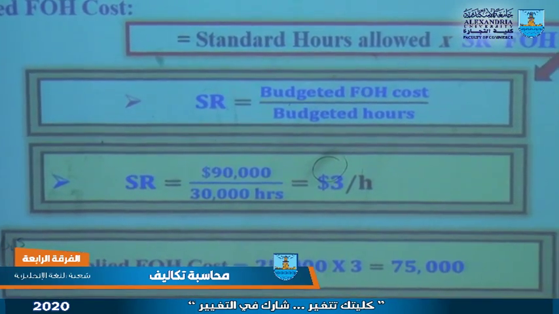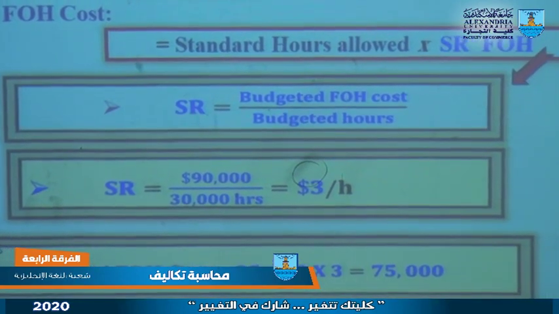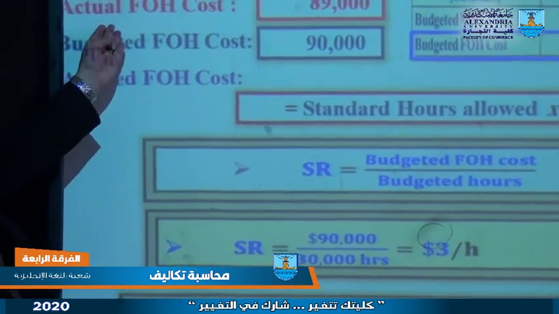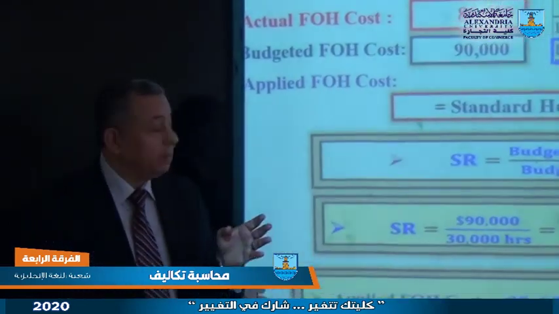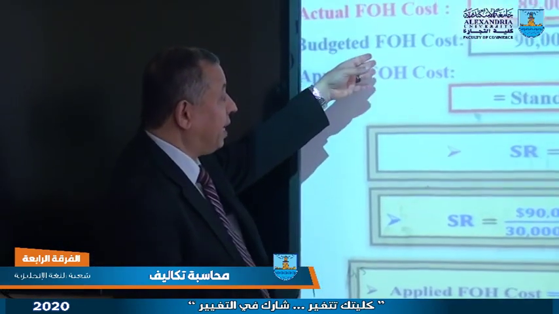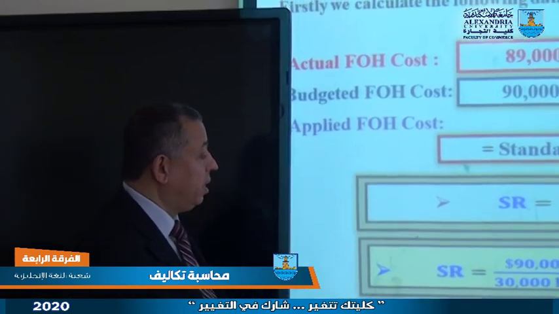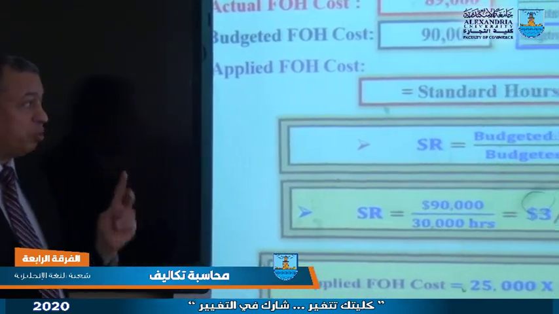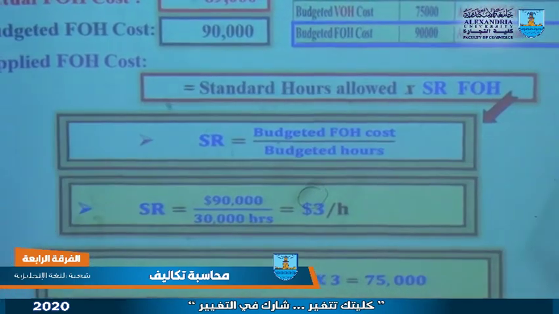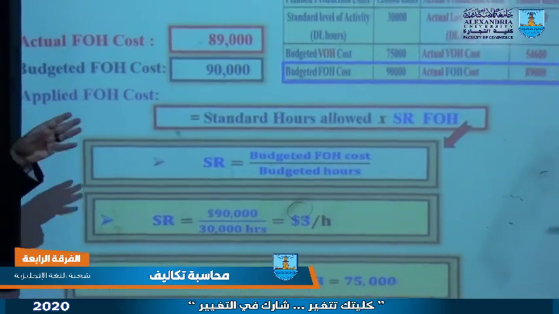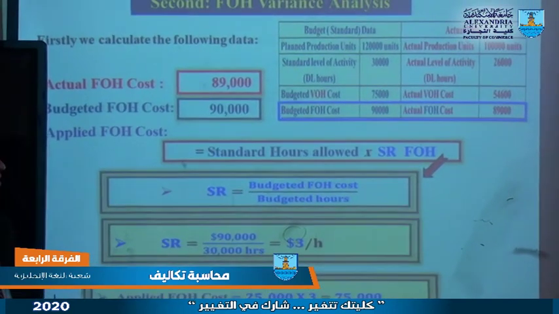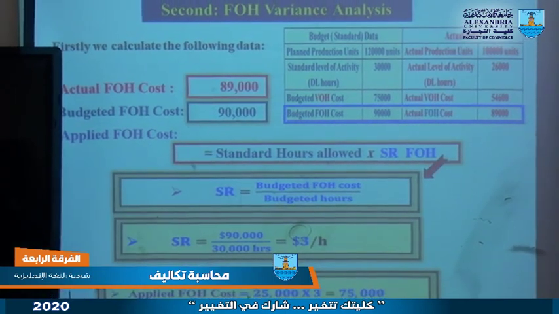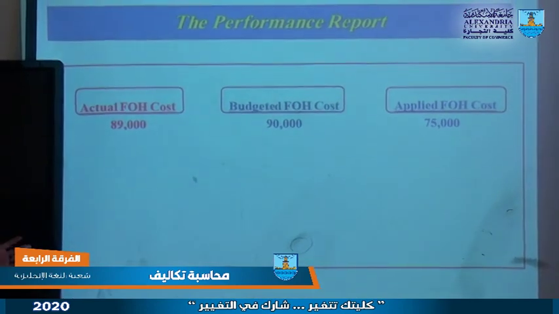Again, 75. Here I have three amounts needed to prepare the performance report of fixed overhead. The first is actual overhead, here 89. Secondly, budgeted fixed overhead, here 90. And I calculated the applied fixed overhead, here 75. Don't forget you have two problems: how to calculate standard hours and how to calculate standard rate. But today I concentrate on calculating the standard rate because I have the standard hours allowed from the previous lecture. If I have these three amounts of fixed, I can prepare my performance report.